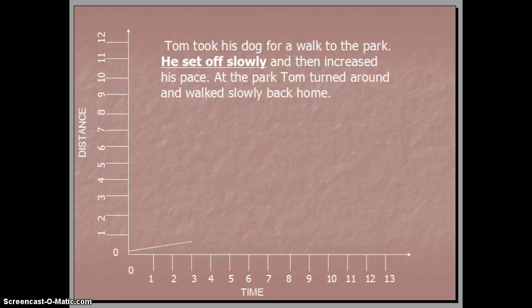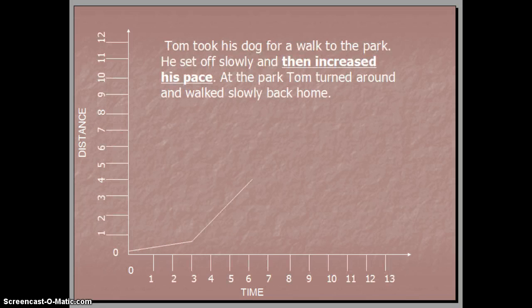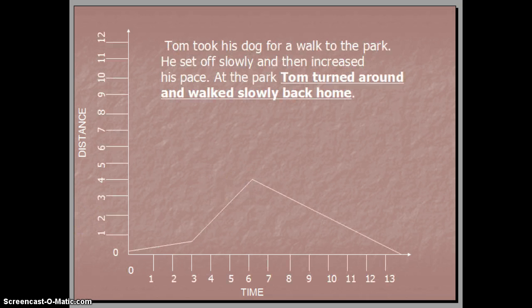The first step is he set off slowly. So here's our line. Constant speed, slowly. Next, he increased his pace. So see, we have a slope that's not very steep, and then our slope becomes steeper. So he picked up the pace, but he's walking at a constant speed here. Then Tom turned around and walked slowly back. This is Tom here, and now that our line is returning back to the x-axis, the person has returned back to their original destination.